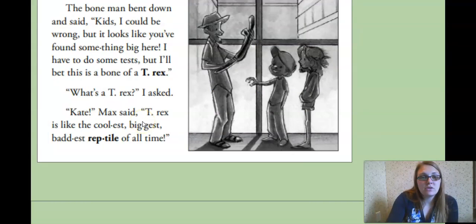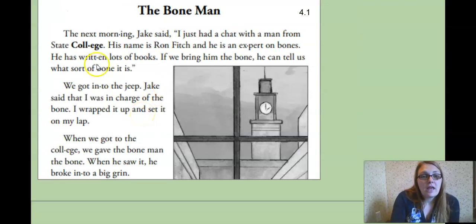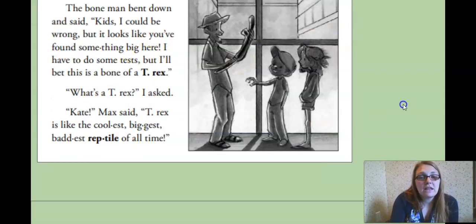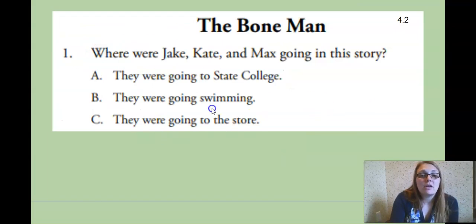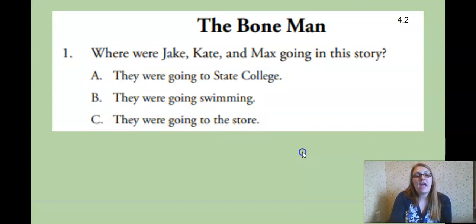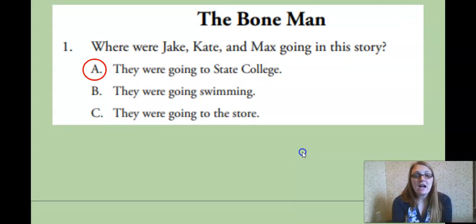Okay, let's look back in the story. Okay, in the morning, Jake said, I just had a chat with a man from State College. If we bring him the bone, so we got a Jeep. All right, so it looks like they were going to the college. I don't remember anything, and I don't see anything in here about going swimming or to the store. So we're going to select answer A. They were going to State College.